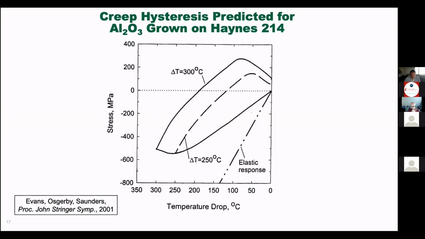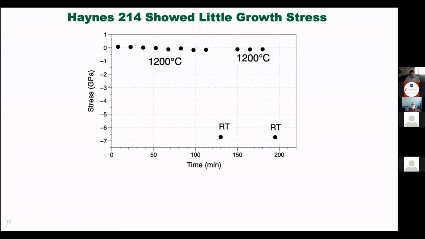And one of the predictions that Evans et al. made was for creep hysteresis for alumina grown on Haynes 214. And this was the plot that motivated me to use some of our time at the synchrotron to look for these emerging tensile stresses. And we included Haynes 214 in the specimens that we did experiments on at the synchrotron. And I want to show you those unpublished results now.